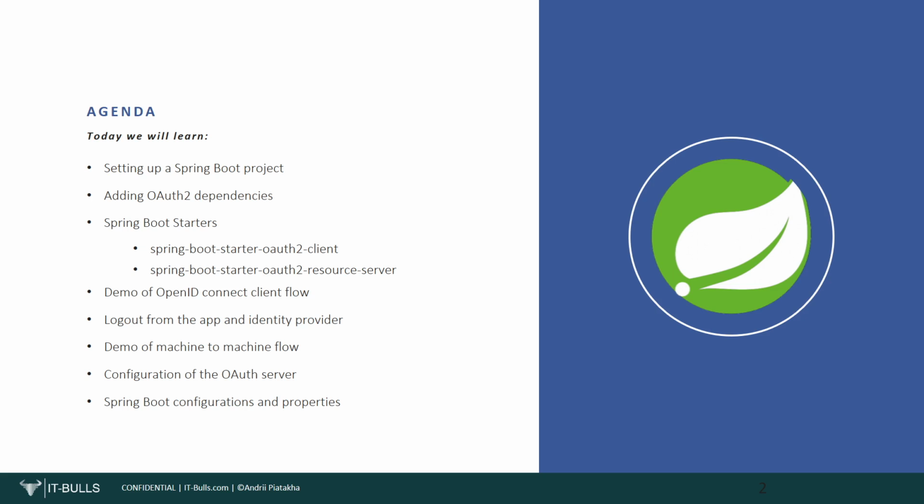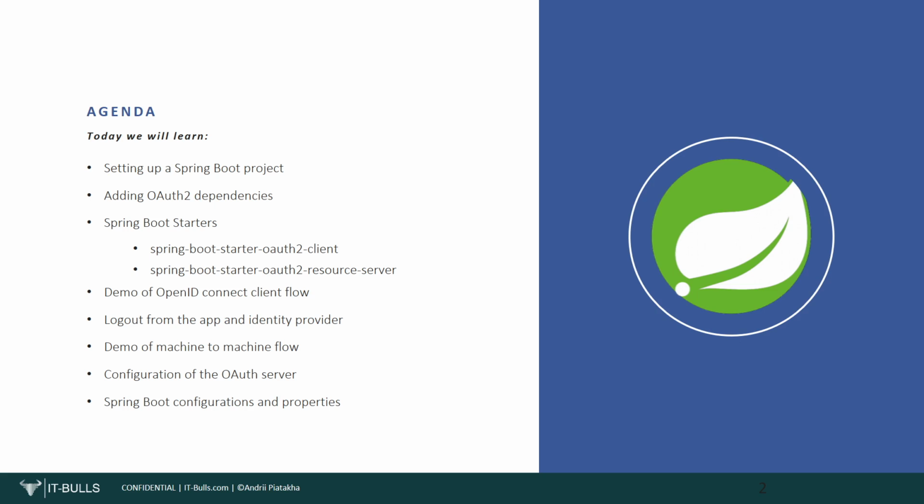You'll also learn how Logout works, both from your application and from the identity provider, and how to configure it correctly. Next, we'll shift gears to explore the machine-to-machine flow, another common OAuth2 scenario, and see how it differs from interactive login. I'll guide you through the setup and show you how two applications can communicate securely using tokens.